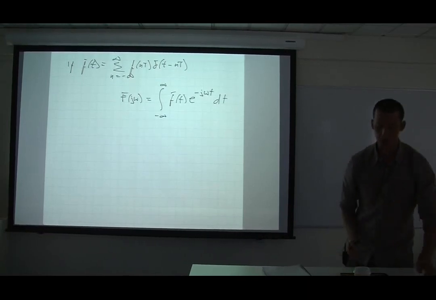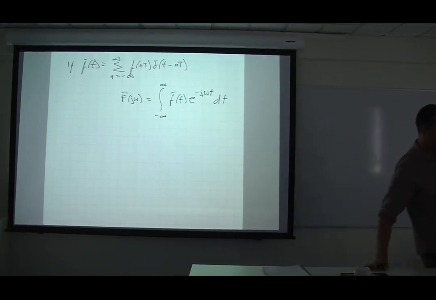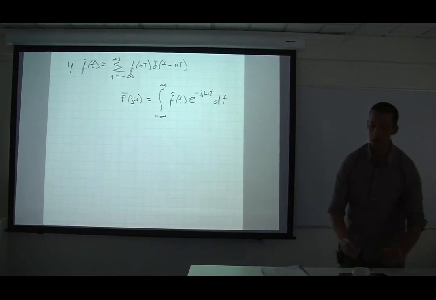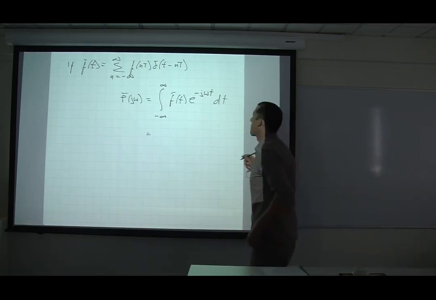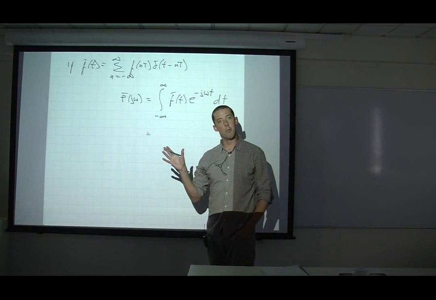So this is nothing special. I've just written down the Fourier transform twice with a different function this time. This is the sample function. And now what I get, if you look at this, it takes a little bit of time just to digest what's happening.